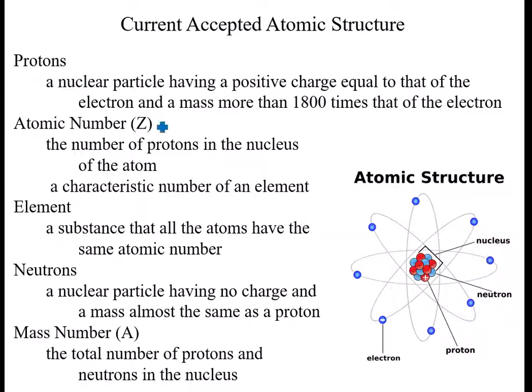The atomic number, which is symbolized by the symbol Z, is simply the number of protons in the nucleus. It's a characteristic of that element. All the atoms of an element have the same atomic number, which means they have the same number of protons. And then you have a mass number, symbolized by A, which is the total number of both protons and neutrons. We basically don't count electrons because they weigh so little. So the mass number is simply the protons plus the neutrons.